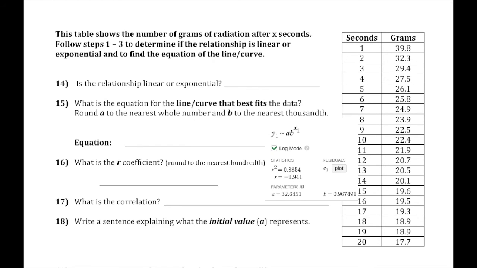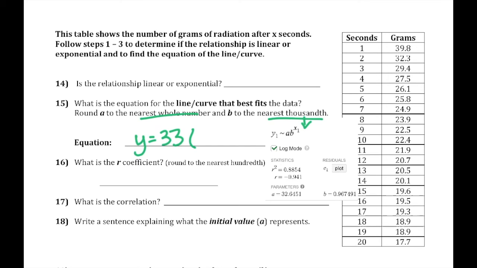Okay, so using that Desmos.com calculator, we now have this information, and I've put it right here from the Desmos.com calculator to write the equation for the curve of best fit. Now we're going to round A to the nearest whole number and B to the nearest thousandth again. And so we're going to start out here with Y equals, and then we're going to go to A. A is 32.6451. Now, we're going to round to the nearest whole, so that 6 tells us to round up, and that's going to be 33.